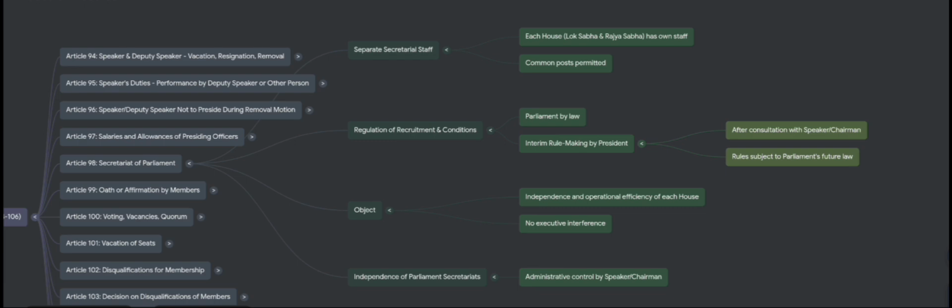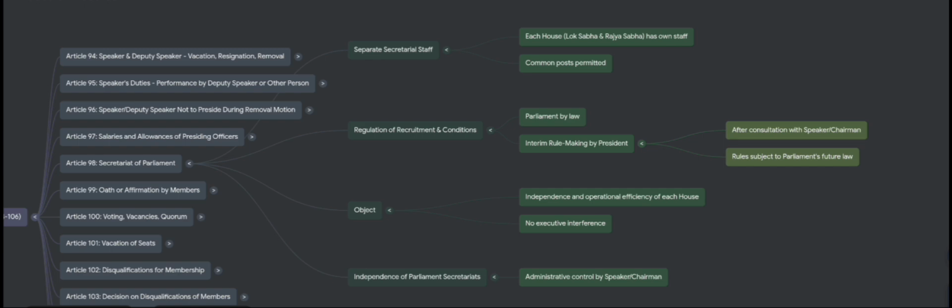But the article does allow for common posts between the two houses, right? For efficiency, perhaps. Yes, the proviso is pragmatic. It allows for efficiency where certain functions can be shared, things like library services, research and reference, or even security. Sharing these can save resources without undermining the overall independence of each house's core legislative functions. These common services support both houses while still ultimately reporting to the respective presiding officers. It's a smart way to manage resources without compromising that core principle of legislative autonomy.